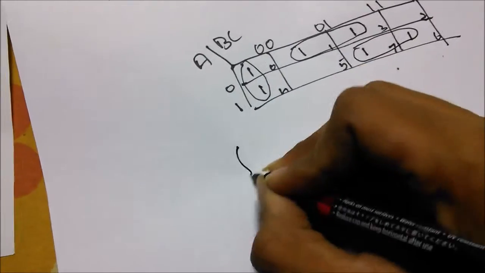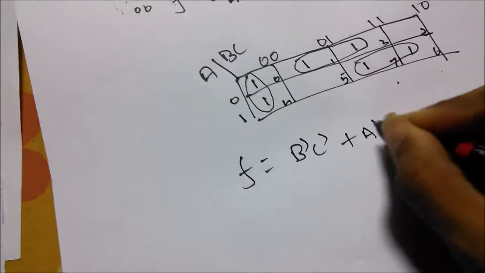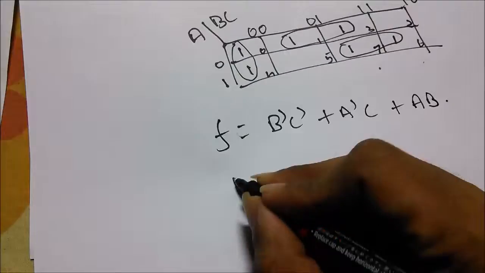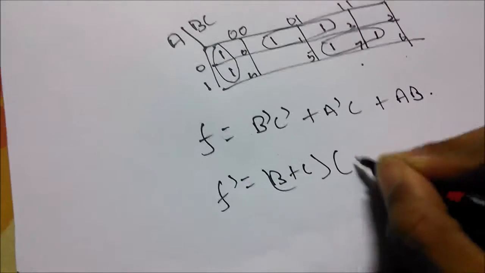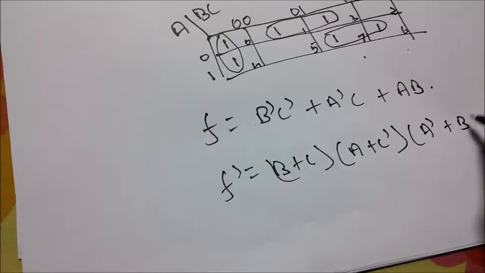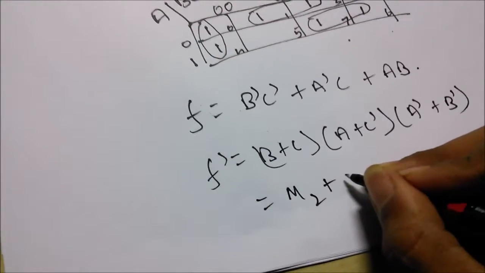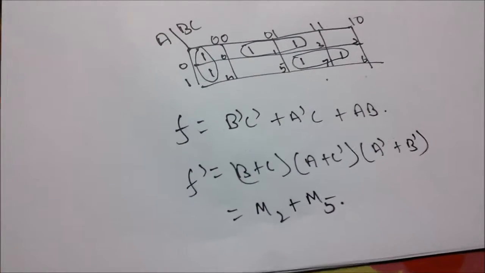we see that F is equal to B dash C dash plus A dash C plus AB. Now taking a complement, it is equal to B plus C into A plus C dash into A dash plus B dash, which is equal to the max terms or sum of max terms M2 and M5. Hence proved. This is the 83rd question.